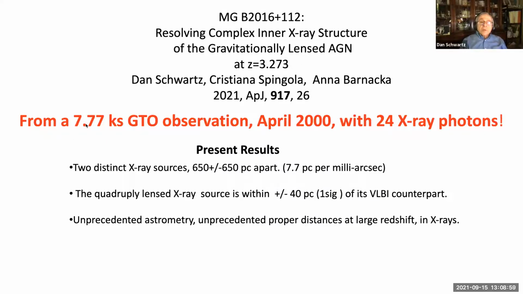And one remarkable thing is that an observation of less than 8 kiloseconds early on in the mission, with only 24 X-ray photons, has allowed us to make the following conclusions. We find that there are 2 distinct X-ray emitting sources. They're something like 80 plus or minus 80 milli-arcseconds apart. That's about 650 parsecs at the scale of this redshift. The quadruply lensed X-ray source is within plus or minus 40 parsecs, 1 sigma, of its VLBI counterpart. That's only in 1 dimension. I'll get back to that point as I go through the talk. So this is giving us unprecedented astrometry and unprecedented proper distances at such a large redshift for measurements in X-rays.